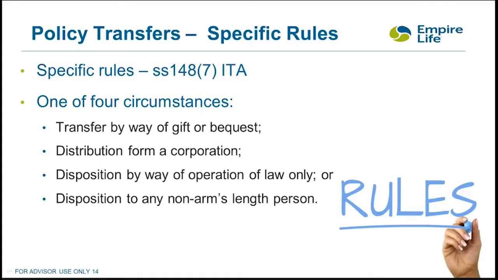Without getting in depth into the non-arm's length rules, a corporation and a person who controls the corporation, if it is controlled by one person, are deemed not to be dealing with each other at arm's length. And so are two corporations if they are controlled by the same person or group of persons.